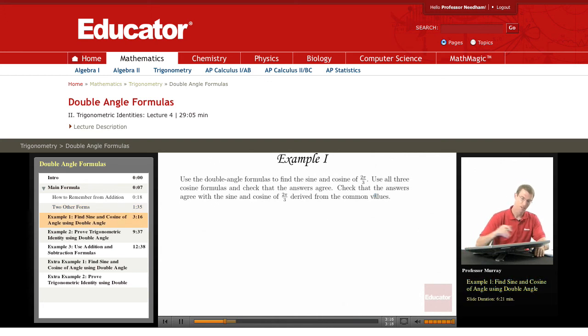So our first example here is we're just going to get some practice using the sine and cosine of 2x formulas, the double angle formulas, to find the sine and cosine of 2 pi over 3. Even though 2 pi over 3 is a common value, hopefully you can work out the sine and cosine of 2 pi over 3 without using the double angle formulas. We're going to try them out using the double angle formulas, and then we'll just check that the answers we get agree with the values that we know coming from the common values. So we'll use that as a check.